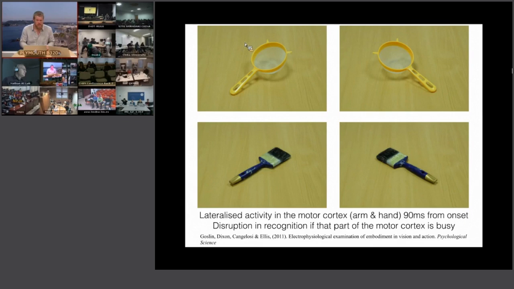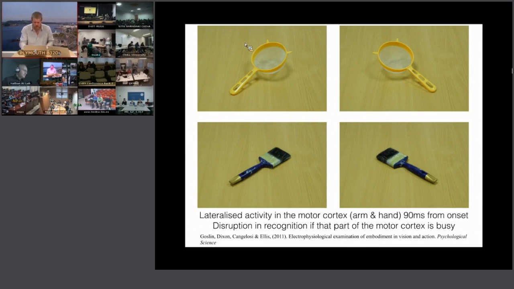There's loads of stuff in neuroscience that shows that we use the sensory and motor structures. We use the visual cortex when we close our eyes and imagine a visual scene. We use the motor cortex when we imagine doing activities. But equally, we use the motor cortex when we recognize an object, even if we're inactive.